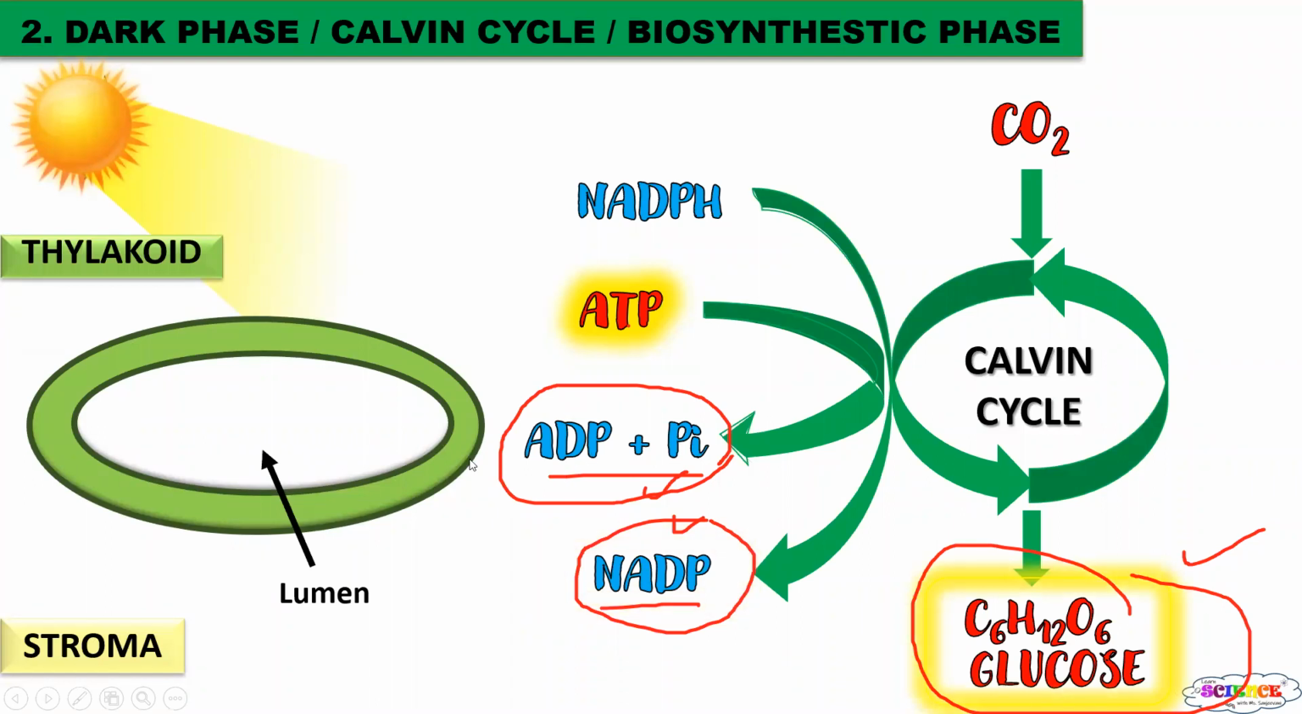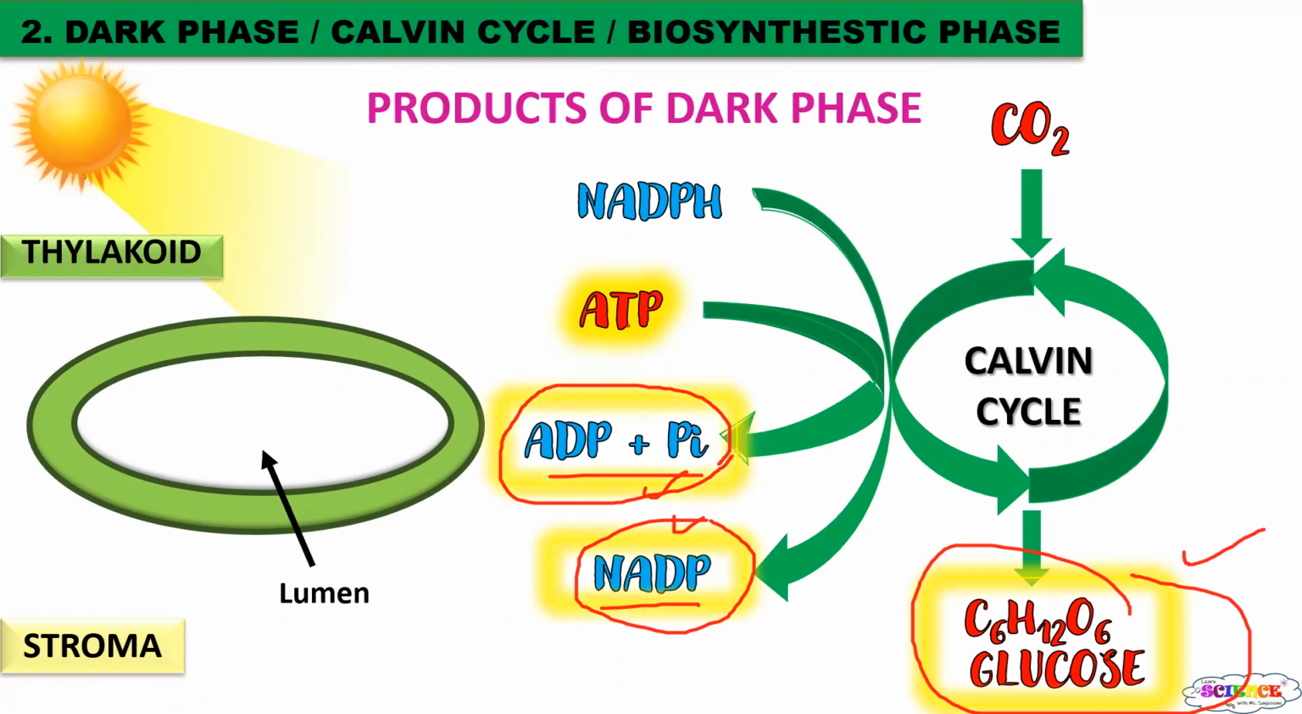For example, when energy is released, in the presence of light, when chlorophyll absorbs light, at that time, during the whole process, this ADP and PI will be converted back into ATP and NADP will be converted into NADPH. So in short, what you have to understand is the product of the light phase is used in the dark phase and the product of the dark phase is used in the light phase.